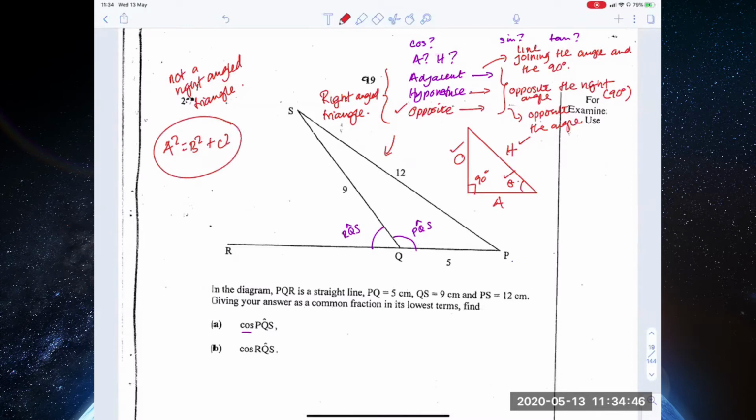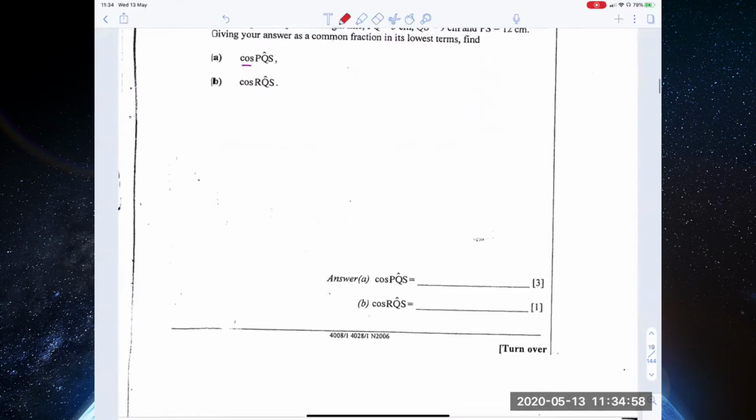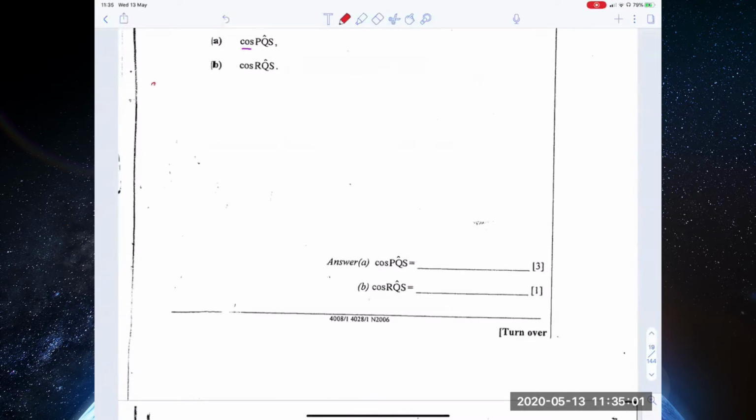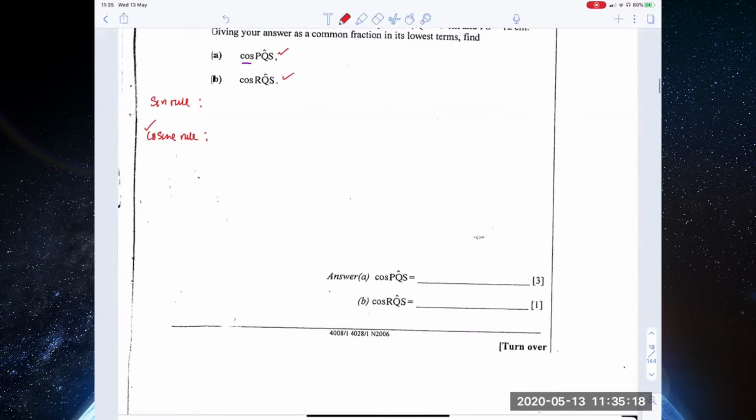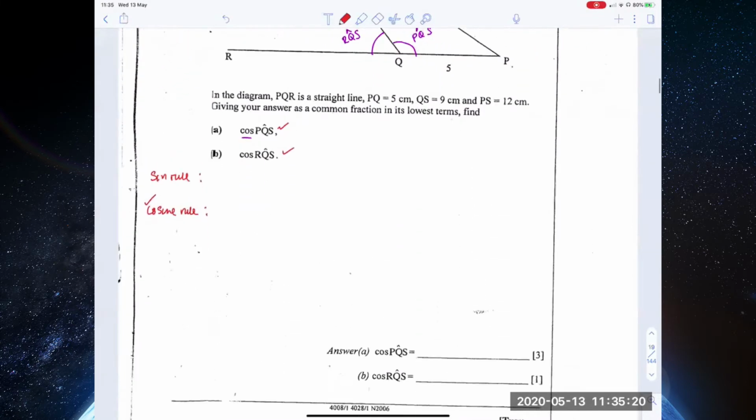Which in this case would have been h squared is equal to o squared plus a squared. So what can we do? There are two other formulas. There is one called the sine rule, and there's another one called the cosine rule. Okay, so judging by what I have here, I suspect I'm going to have to use the cosine rule. In fact, I know that.